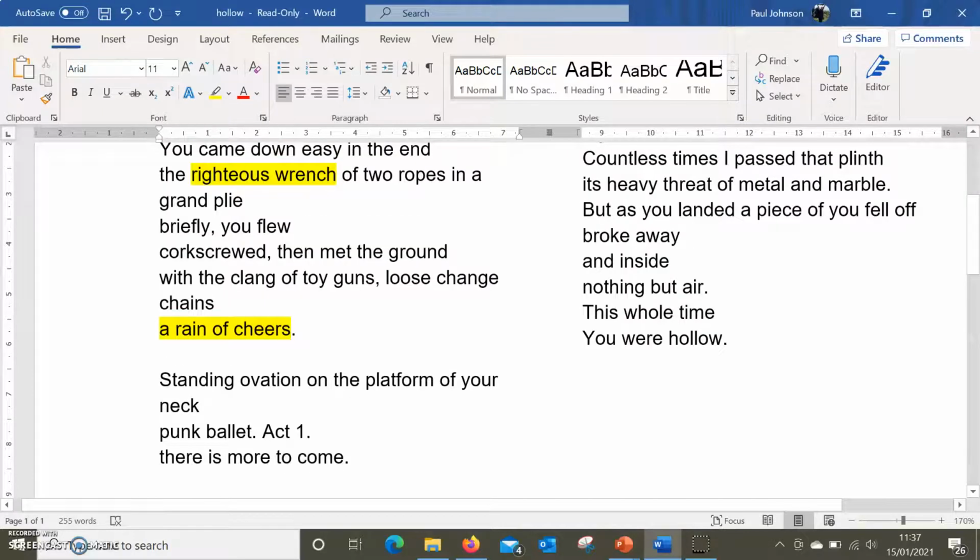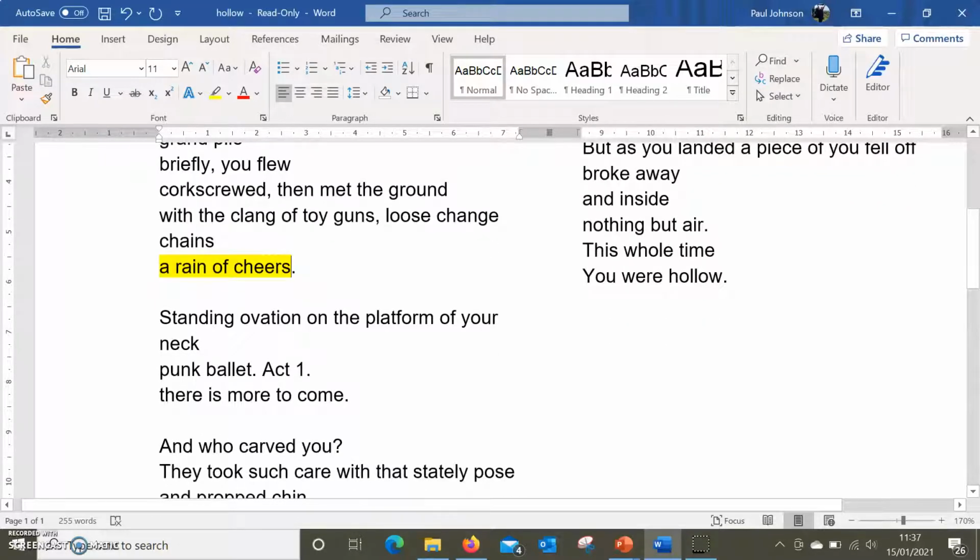I'm highlighting anything which leaps out at me. I don't always have something to say about these lines, but I like that line. I might need it, I might come back to it. Standing ovation, like if you're in a theatre and watching something, at the end people clap. If everyone stands up and claps, that's a standing ovation.